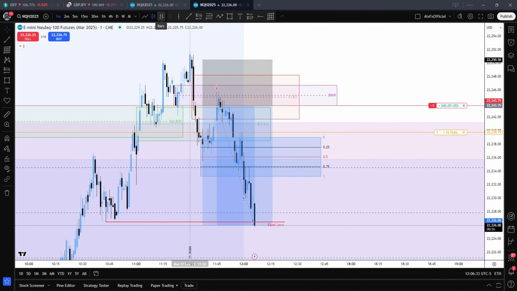And there we go, that's our target hit now. Up until now I took 3 partials. Each partial I took off 1 contract, and we sold originally 4 contracts, so we have 1 contract remaining.